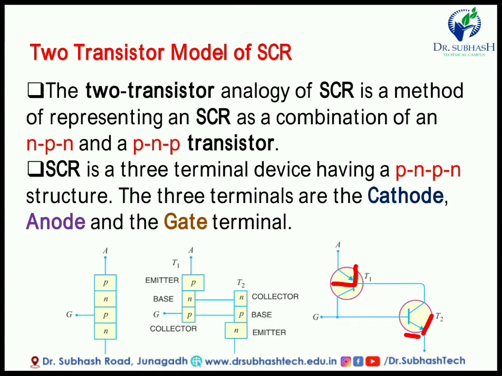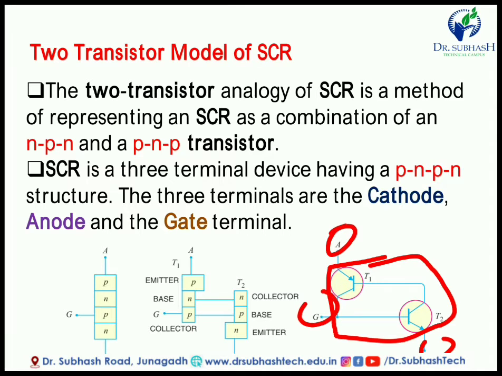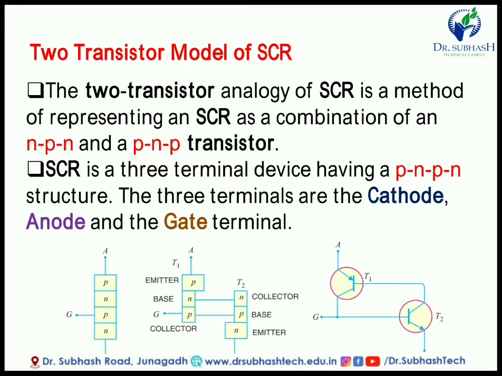In a transistor the terminal names are emitter, base and collector. The whole circuit is known as the SCR, so the SCR terminal names are anode, cathode and gate. In this slide we discuss the total number of layers and terminals so that we can design the SCR circuit. So this is the two transistor model of SCR.